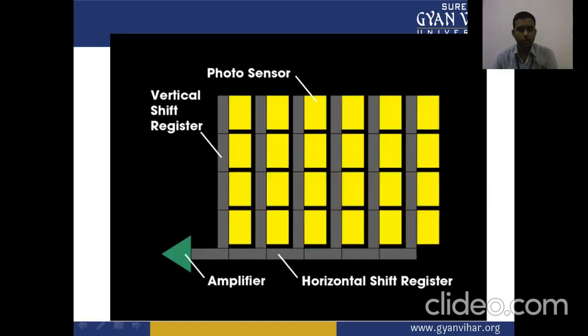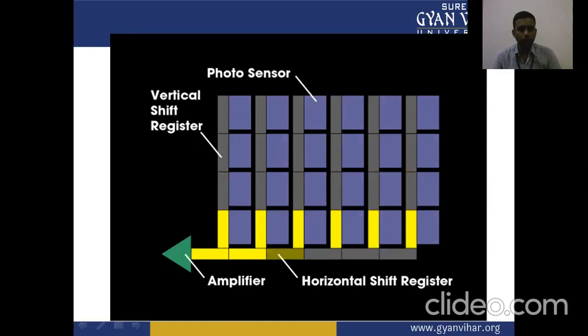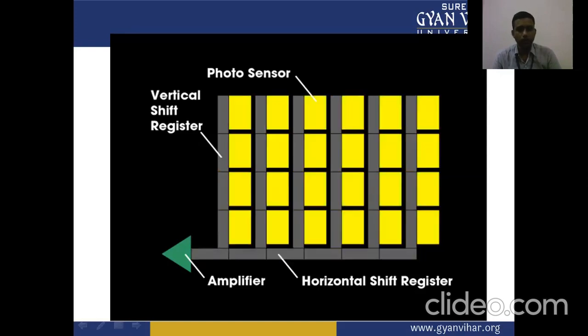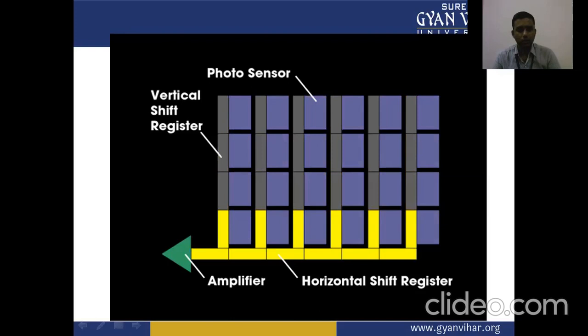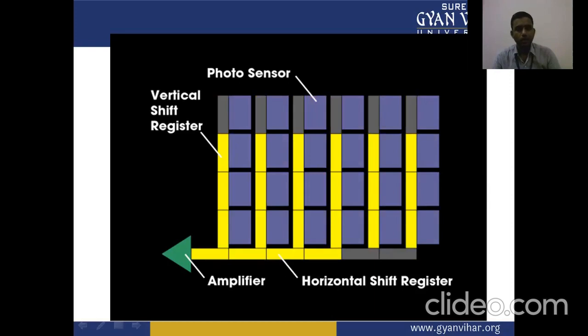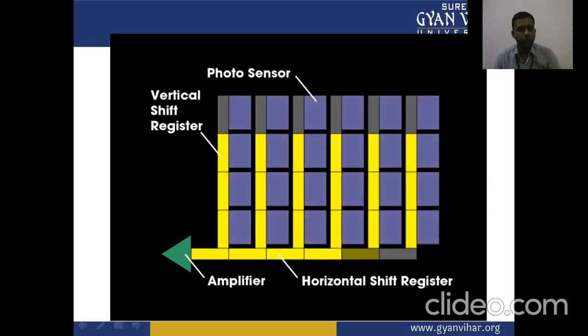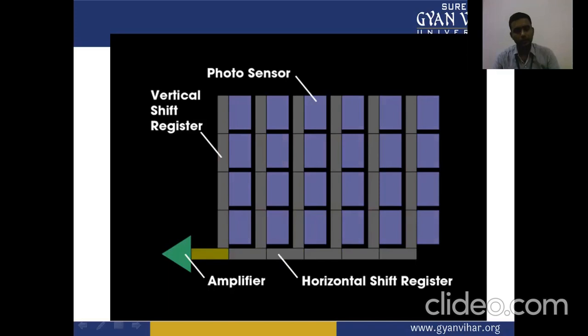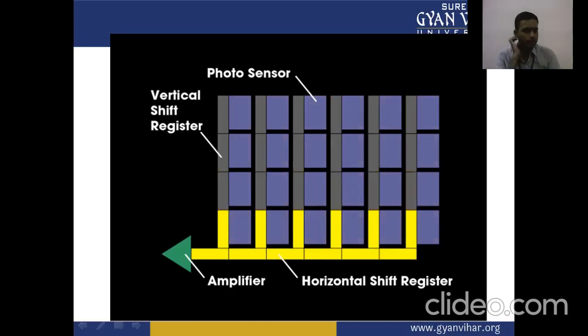So photosensors convert the image into the electrical signal. The photosensors are connected with the vertical shift registers, and all the vertical shift registers shown here are connected with the horizontal shift register, and the complete output of the shift register is given to the amplifier. So the amplifier will produce the electrical signal. So this image is converted into the electrical signal.